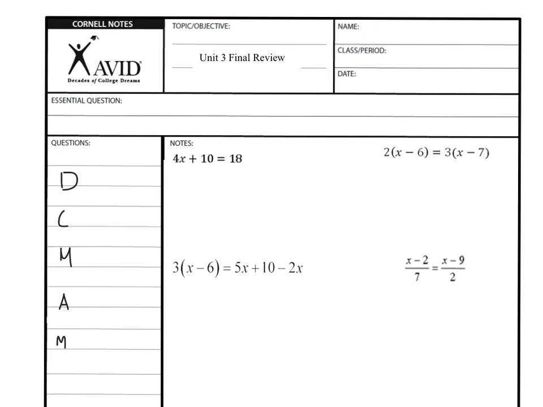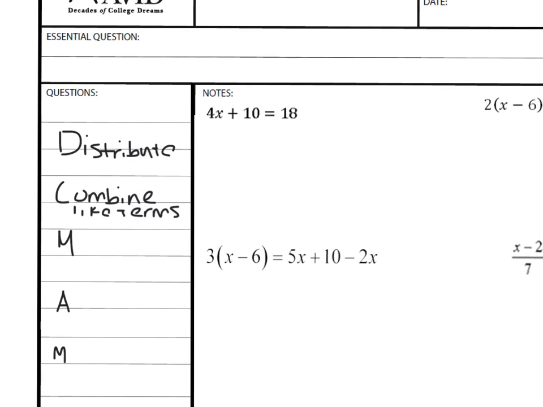To remember what those were, the D was for distribute. So that would be our first step in solving equations. Our second step was to combine like terms. The M was to move the variable to one side.